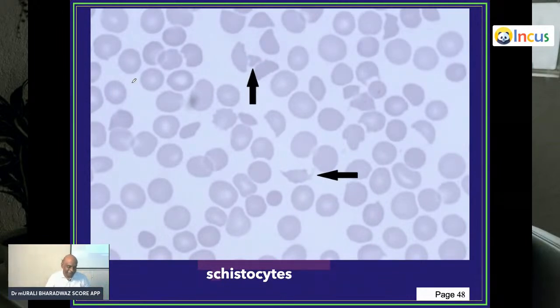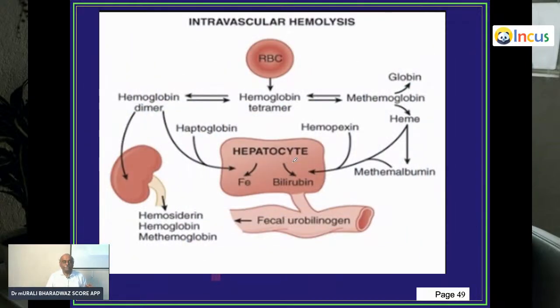Don't worry, Girija. So, what is this, doctor? Helmet cell. Will you recognize this? Right? Schistocyte.